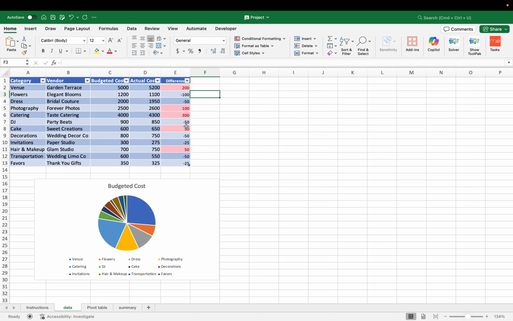So this just really shows how you can use Excel to organize financial data and calculate the difference between what's planned and what's your actual expenses. And we can clearly see where the budget changed and which categories had the biggest impact on the final cost. So tools like pivot tables and charts and formulas can be useful for budgeting and financial planning in real-world situations.